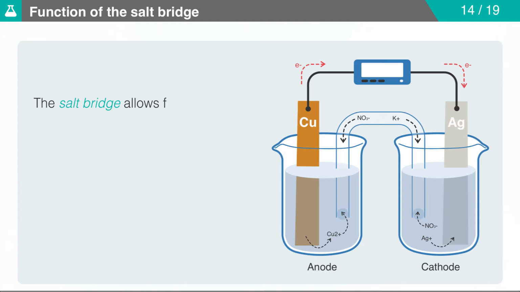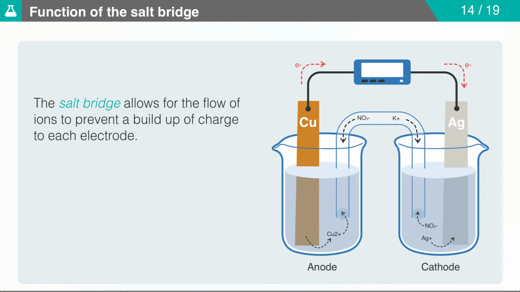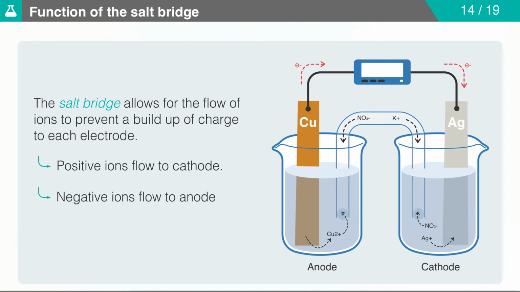Okay, lastly, the function of the salt bridge. As I mentioned, the salt bridge allows for the flow of ions to prevent a buildup of charge at each electrode. Positive ions flow to the cathode, and the negative ions flow to the anode, basically opposite of the electron charge. We have negative electrons going this way, and therefore positives are going to go through and balance that out, and vice versa. If we're losing negative charge on this end, we're putting negative charge back, balancing out that flow of electrons.